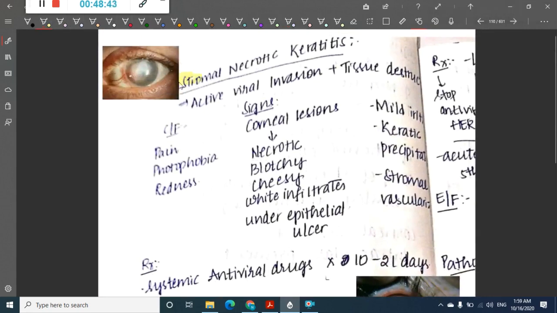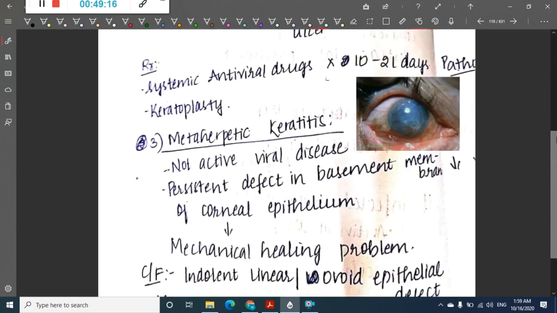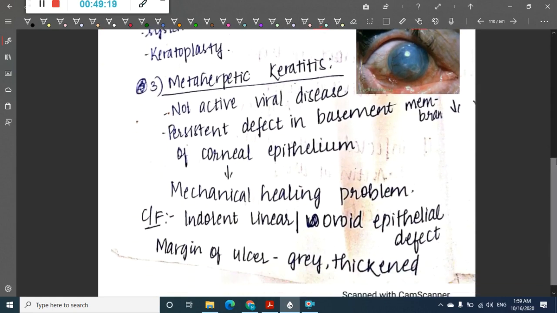Then the third type of keratitis is stromal necrotic keratitis. Here the patient has active viral infection and there is tissue destruction. You see necrotic, blotchy, cheesy infiltrates below the epithelial ulcer. So this is a stromal necrotic ulcer. As the name says, it has necrosis. Even here you should give antiviral drugs.